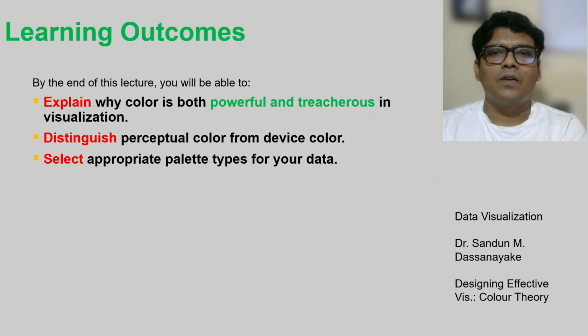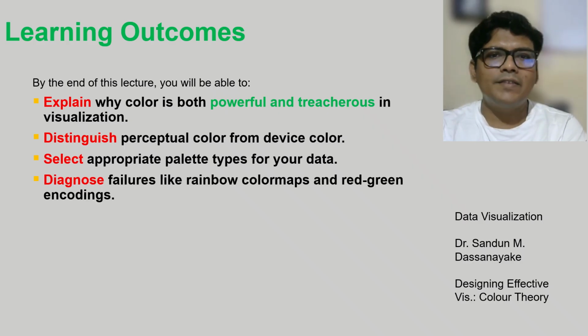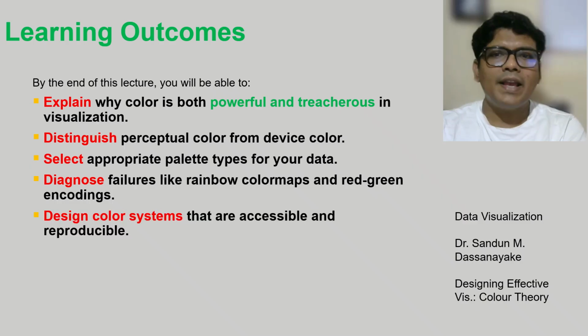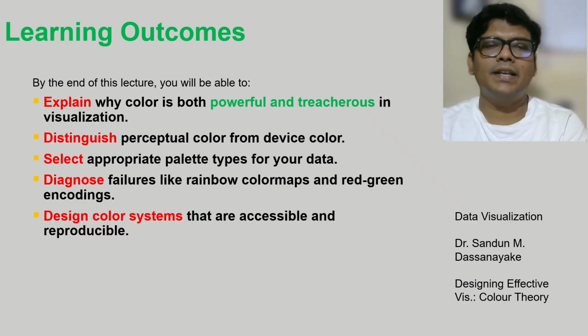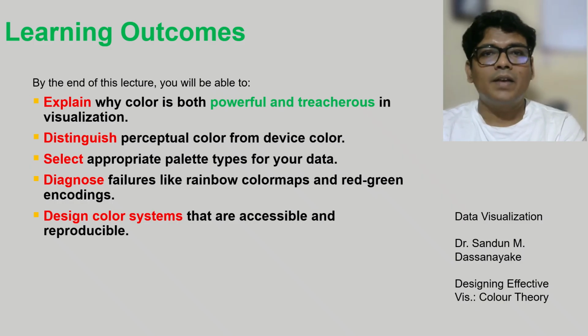After that, we will learn the main types of color palettes and which ones fit different kinds of data. We'll also look at 2 common mistakes: using rainbow colormaps and red-green encodings. Finally, we'll bring everything together into a design approach that is accessible and easy to repeat. Keep these 5 outcomes in mind as we go through the lecture. They are your go-to checklist.